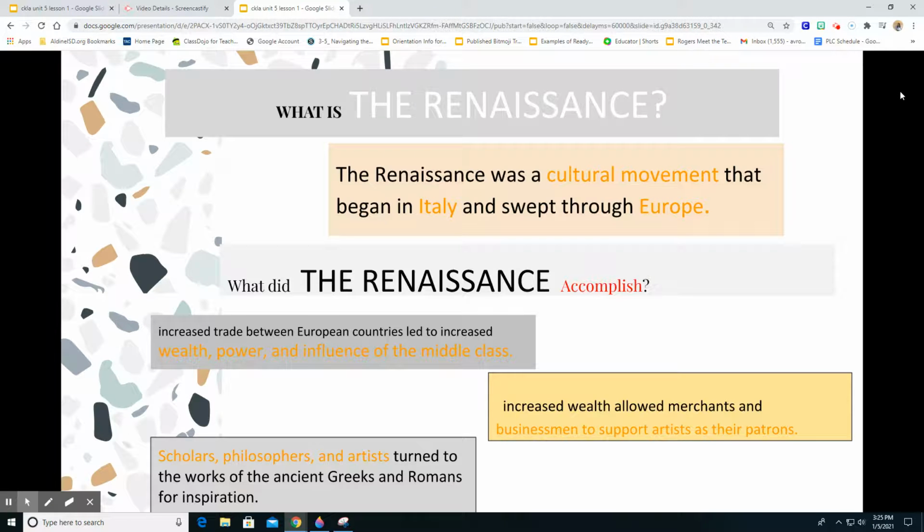And lastly, the scholars, philosophers, and artists turned to works of the ancient Greeks and Romans for inspiration. So they looked to those things to help influence how they were going to create these books. Scholars are people that write books, and philosophers are people that come up with great ideas, and artists could be sculptors, painters, and all things like that.